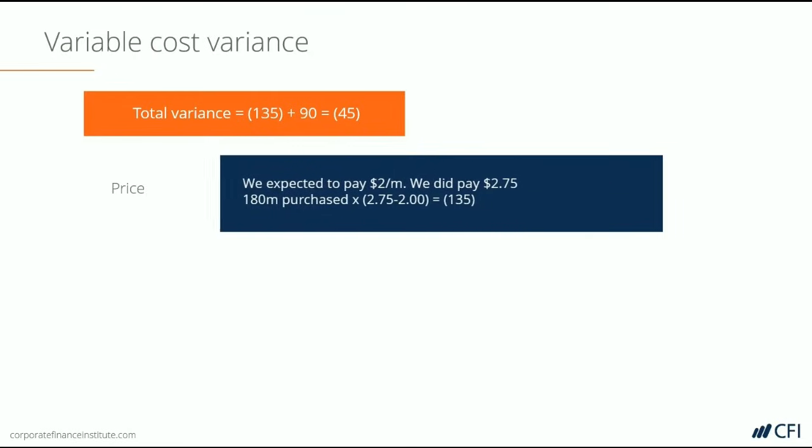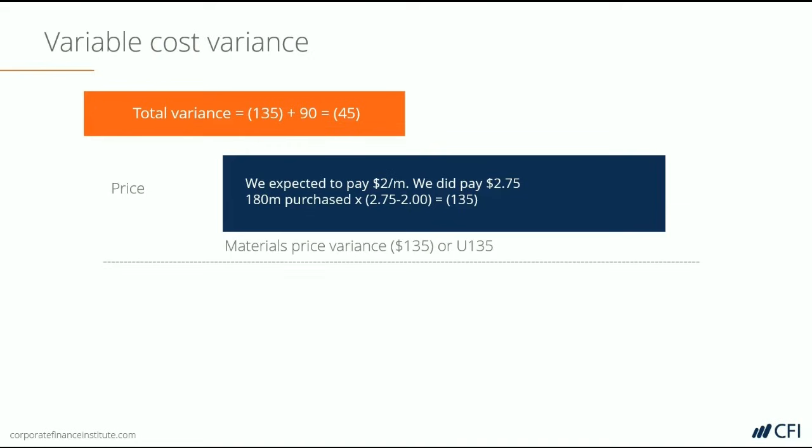So let's take a look at the components. On the price side, we had budgeted $2 a meter, but we actually paid $2.75 a meter. So that difference, that 75 cents per meter, multiplied out by the total number of meters purchased, was a $135 miss, $135 worse than the budget.